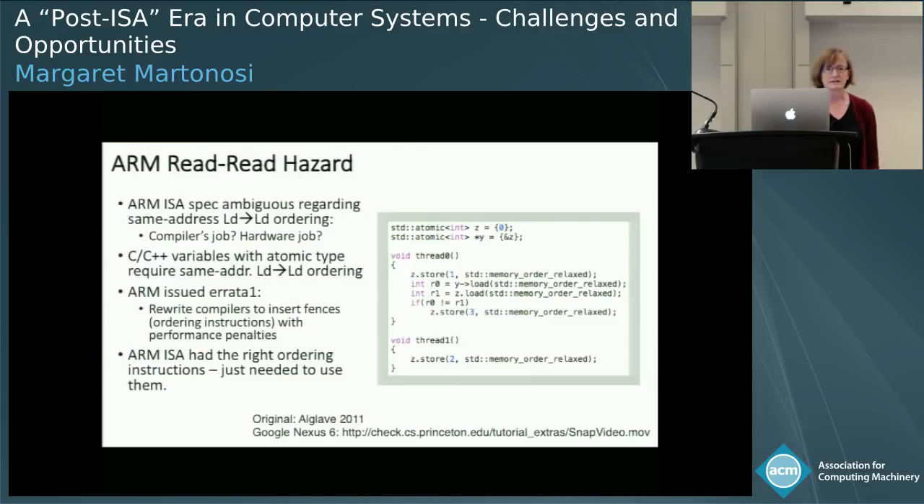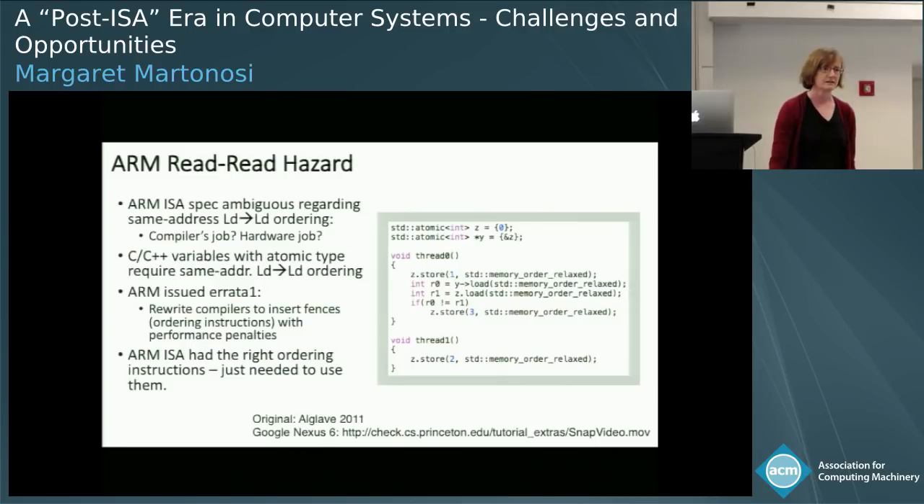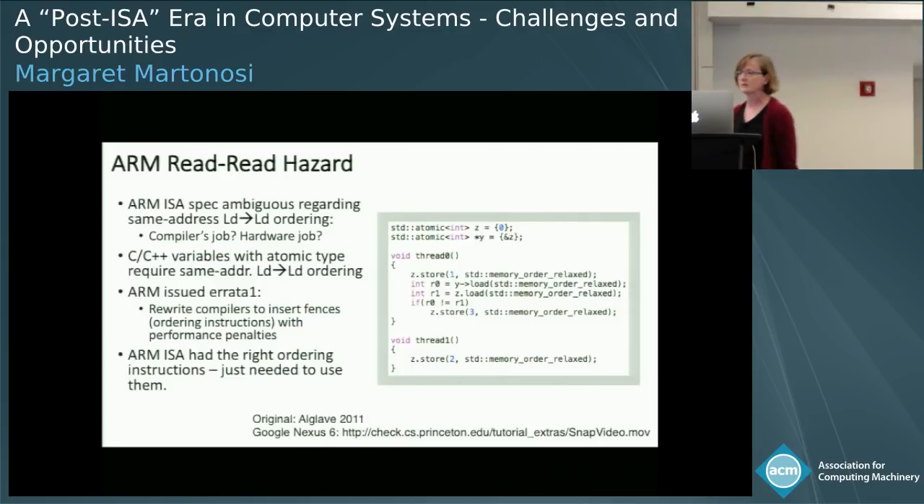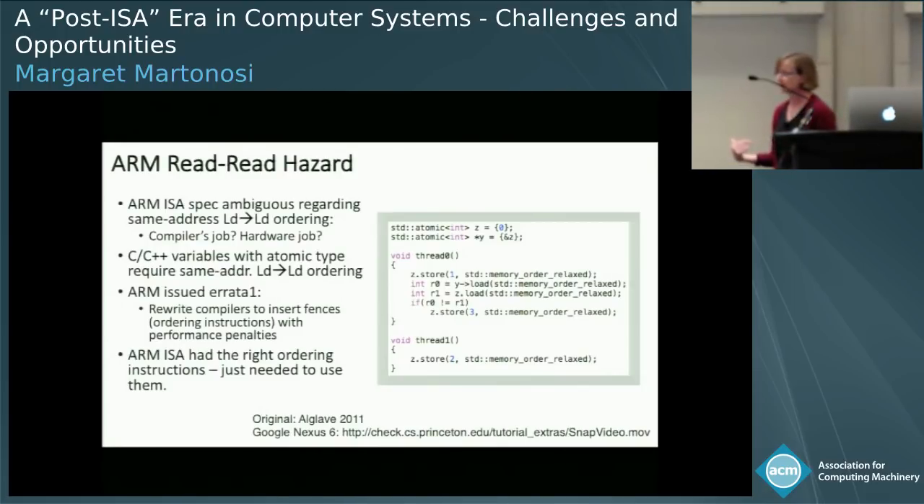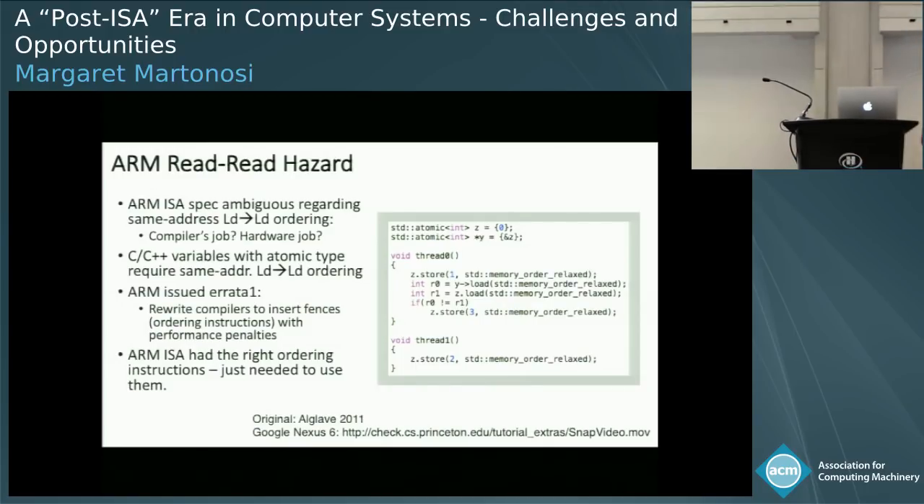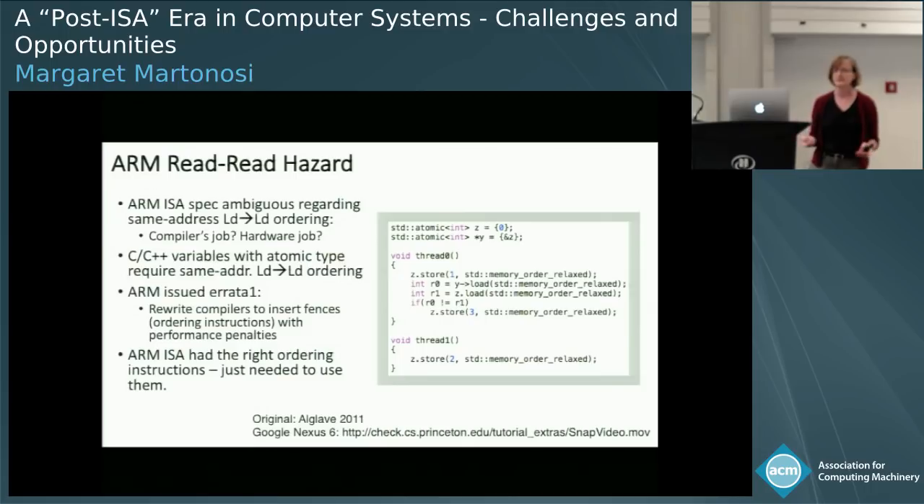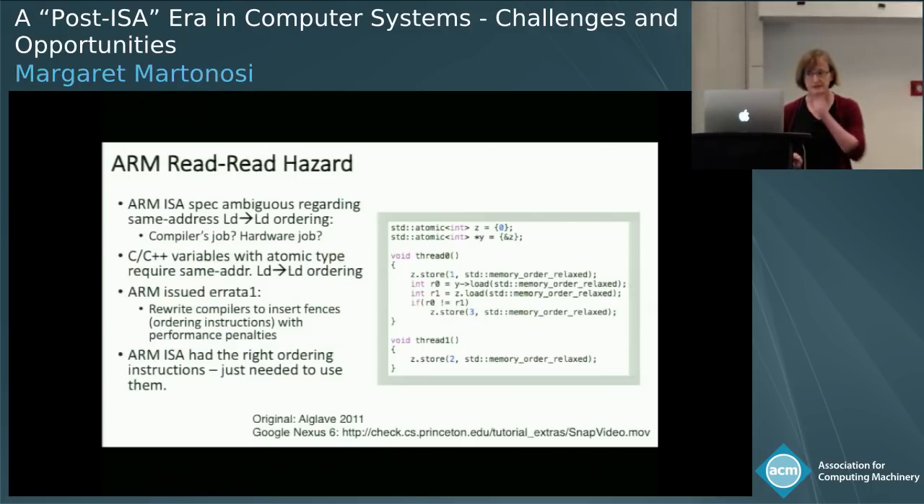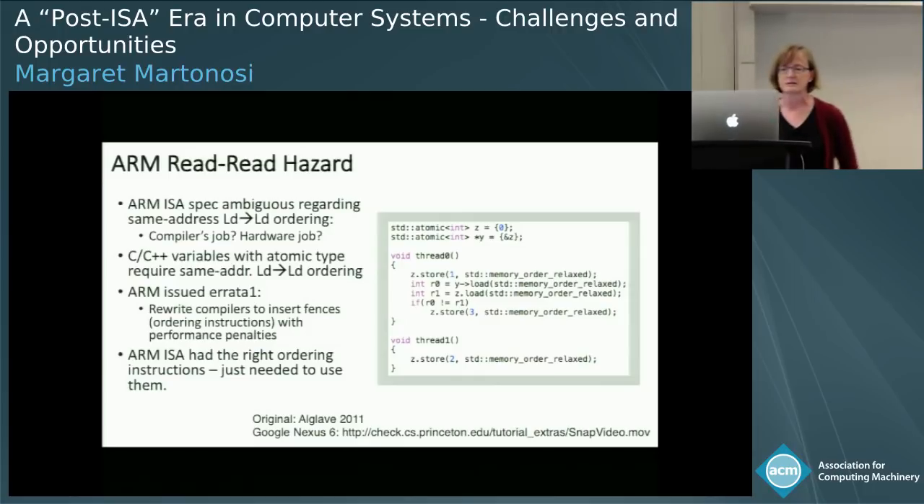If something's ambiguous and you're a compiler writer, you might presume, I don't need to do it, right? Meanwhile, the hardware people are looking at that same ambiguous spec and saying, well, if load-to-load ordering doesn't matter, then I'm not going to design my whole processor to do it. So they both are staring into the abyss from opposite sides, and not surprisingly, neither side did it. And the issue is that high-level languages have memory models, and in particular the C++ variables with atomic types required that same address load-to-load ordering to be correctly implemented.